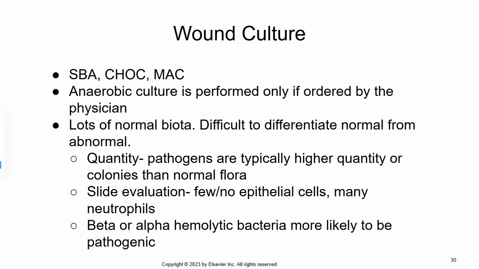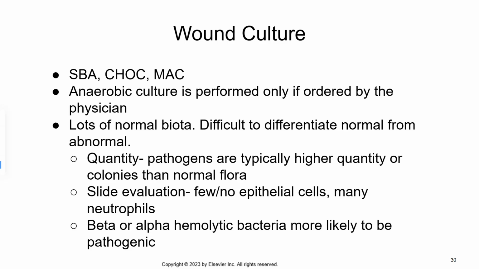So wound cultures typically go on SBA, chocolate, and MacConkey. Sometimes they also go on CNA. Anaerobic culture is performed only if ordered by the physician. Again, there's lots of normal biota, and it's difficult to differentiate normal from abnormal. But one thing we do to differentiate normal from abnormal is look at the quantity. Pathogens are typically higher quantity of colonies than normal flora.